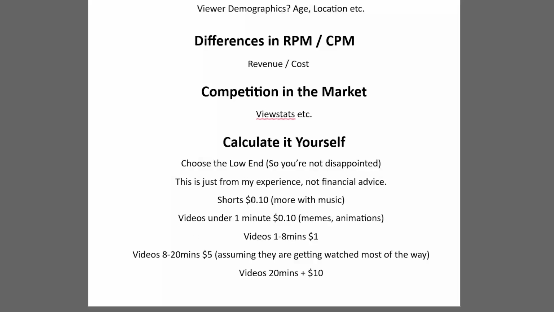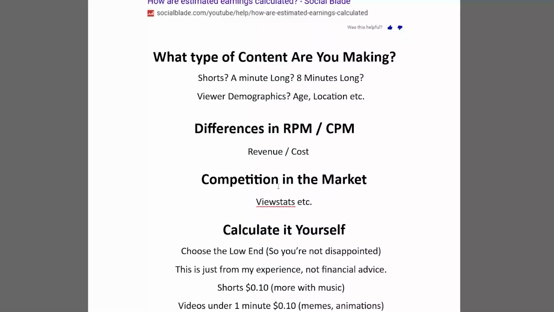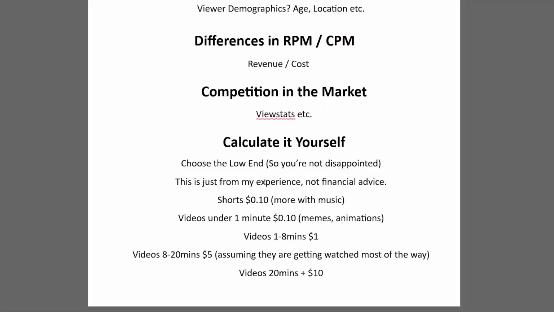Shorts, really, if you're going to look on the low end, just say, to be on the safe side, 10 cents, okay? 10 cents RPM. We're talking about RPM, not CPM, because RPM is what you want to be looking at. Forget CPM. CPM is not important. RPM is what you want. That's how much money you're going to be earning, RPM. 10 cent RPM. So not horrible if you consider it with the likes of Instagram or TikTok.